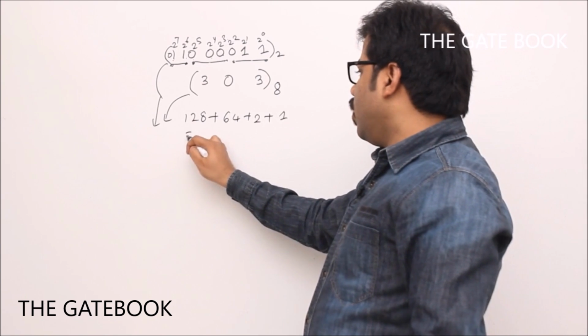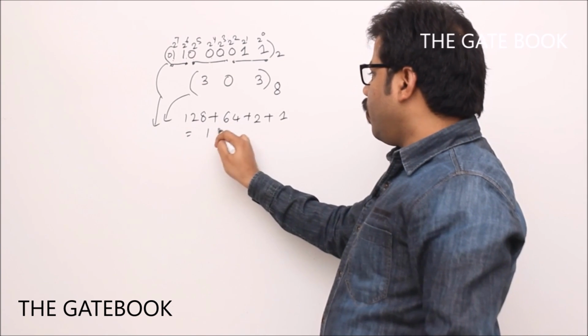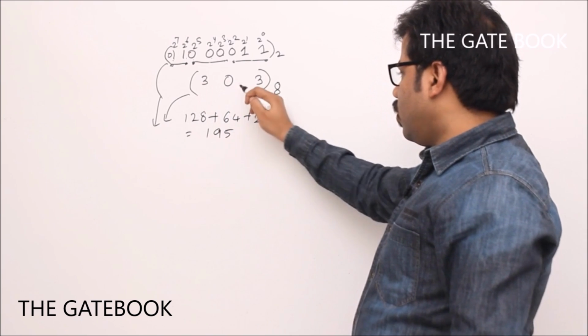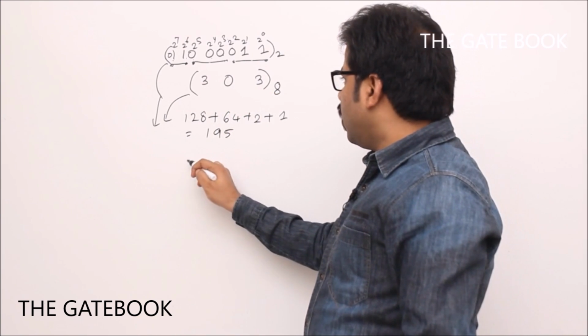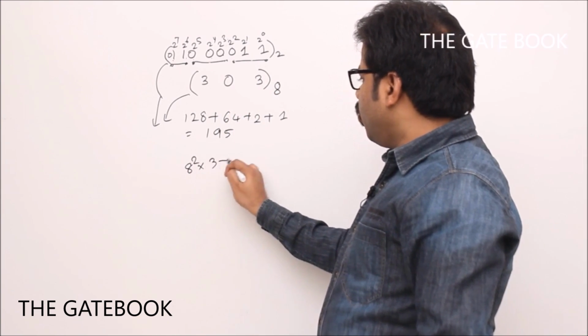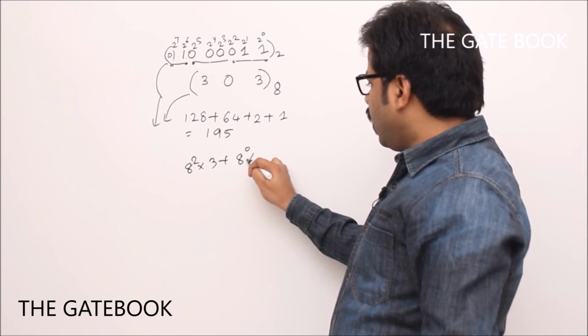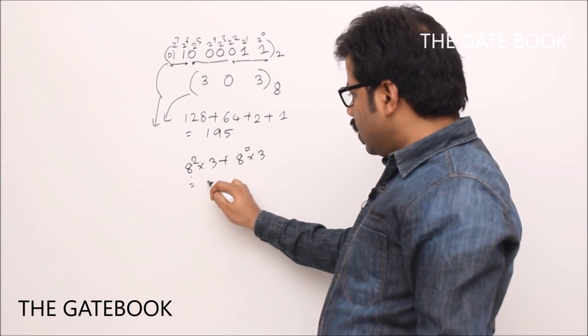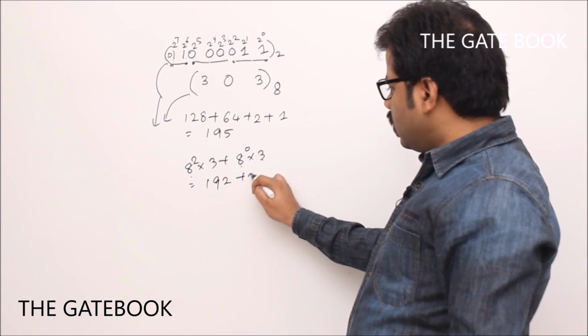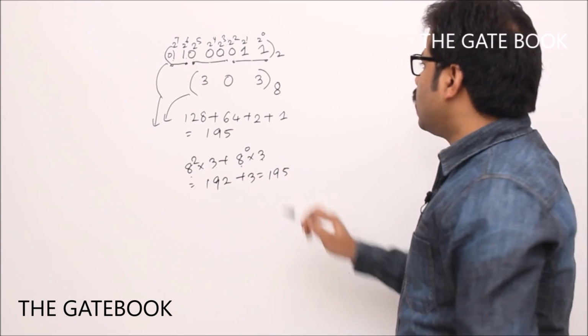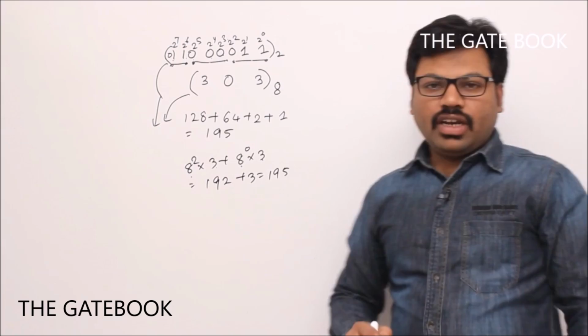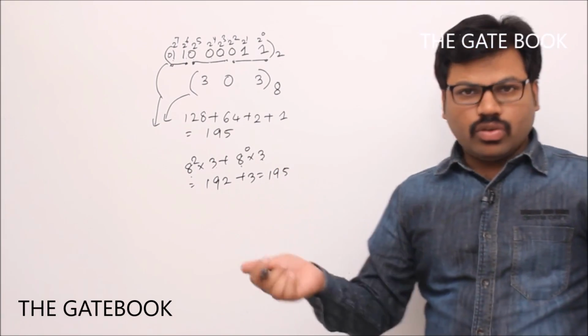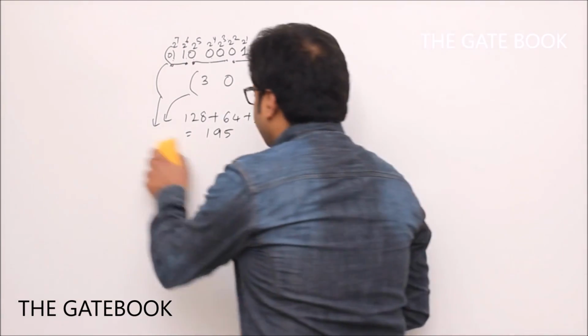So it would be 192, 194, 195. Let us convert 303 into decimal. 8 square into 3 plus 8 power 0 into 3, correct? It would be 64 times 3 is 192, plus 1 times 3 is 3, so 195. Yes, that's why this model works. Finally, we can convert binary to octal with this model.